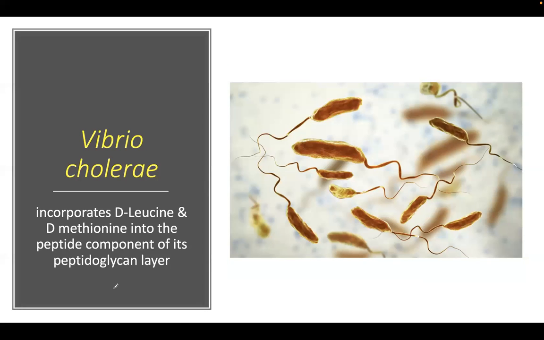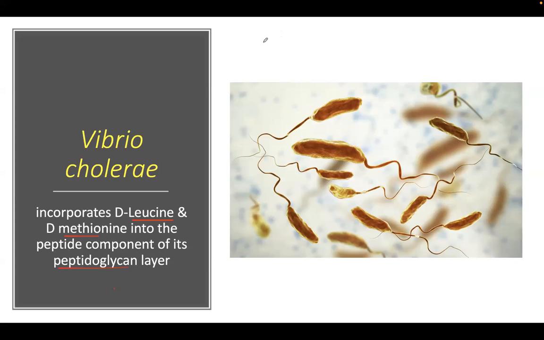Now, there's one more bacteria mentioned in the chapter in the book, and it's called Vibrio cholerae, which of course is the culprit that causes the famous infectious form of diarrhea, which presents with voluminous, watery stools. So what Vibrio cholerae does is it incorporates the following amino acids, leucine and methionine. It incorporates these two amino acids into the peptide component of the peptidoglycan layer.